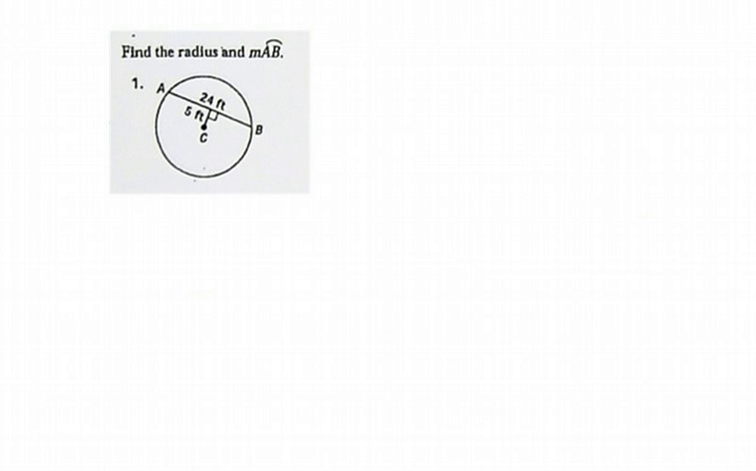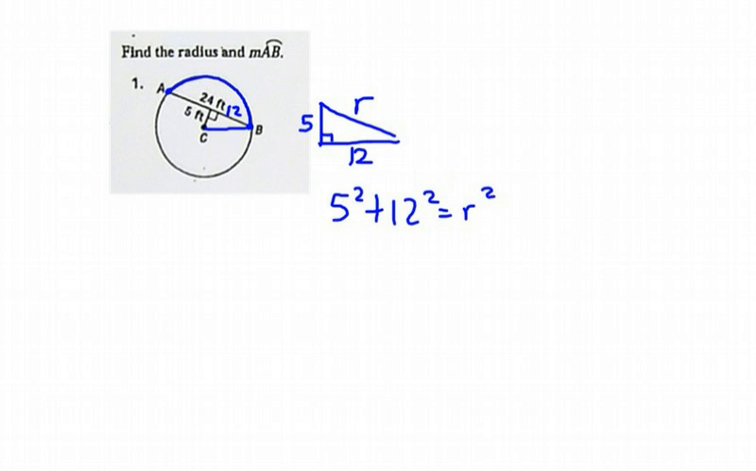So now, in my last couple of minutes on this video, I'm going to go over one of the homework problems. You had to find the radius, and you had to find the measure of AB. So if I first find the radius, I know this bottom piece has to be 12. Okay, so that's 12. They tell me that's 5. I want to find R. I'm just going to use Pythagorean theorem for that. And I get R is 13.